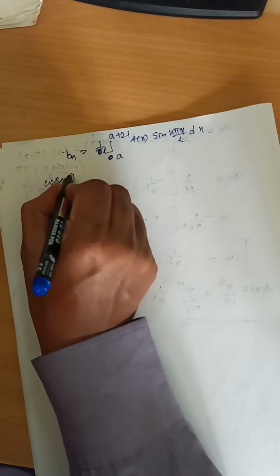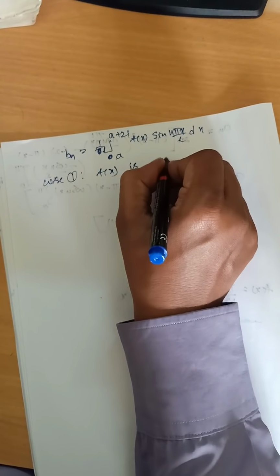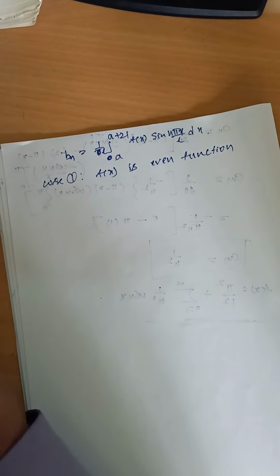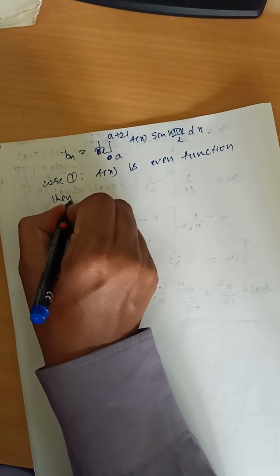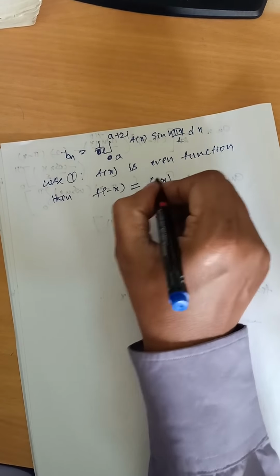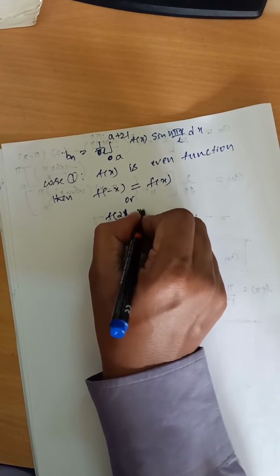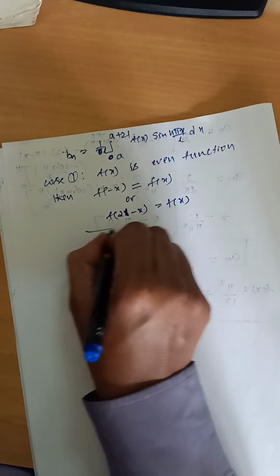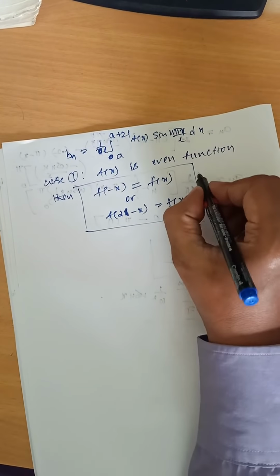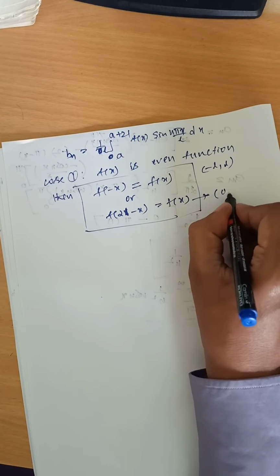Case 1: f of x is an even function. Then it satisfies the condition here also: f of minus x is equal to f of x. For 0, comma 2L, you write f of 2L minus x is equal to f of x. So these are the conditions for checking whether the given function is even, for minus L, comma plus L, and here for 0, comma 2L.